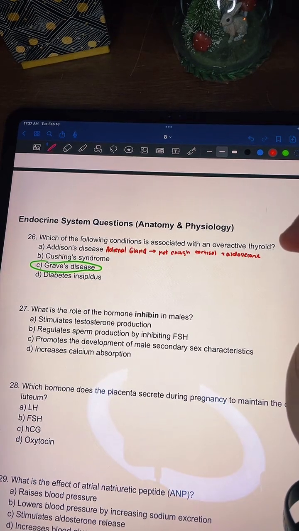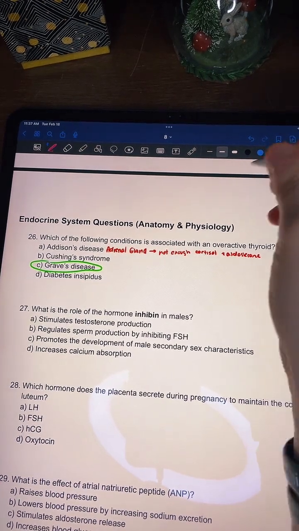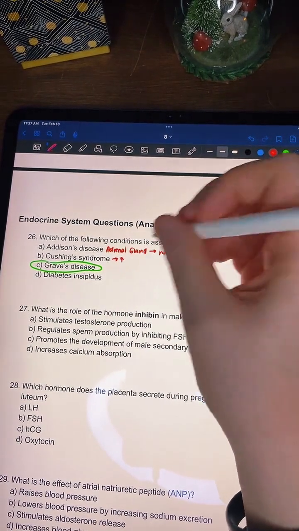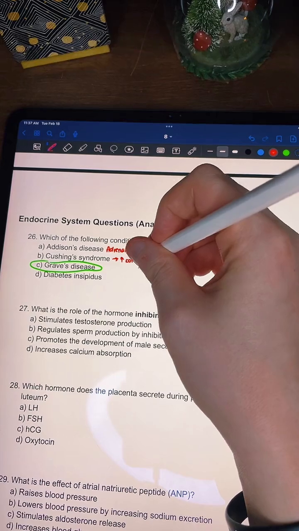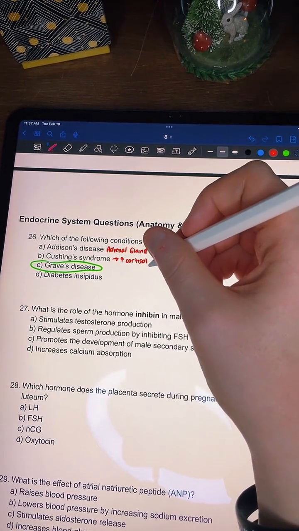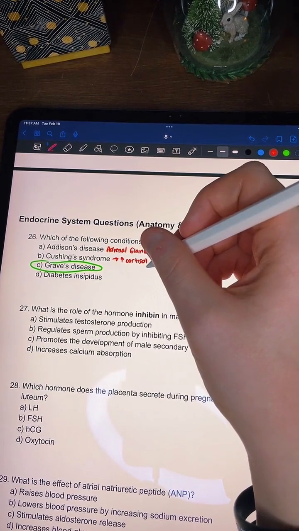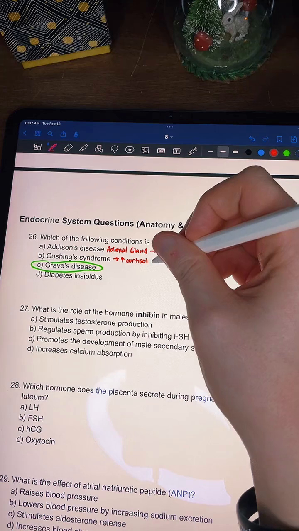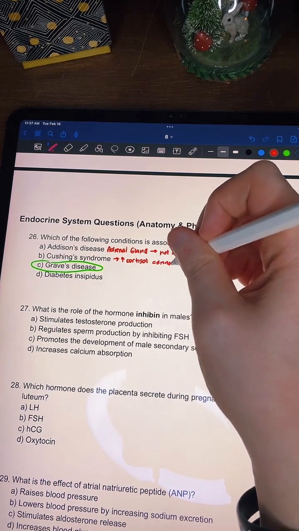And then Cushing's disease, number B. This is excessive cortisol production. Normally that's due to like a tumor in the gland, adrenal gland. So this is more so in the adrenal gland, again, because these are what produce cortisol.